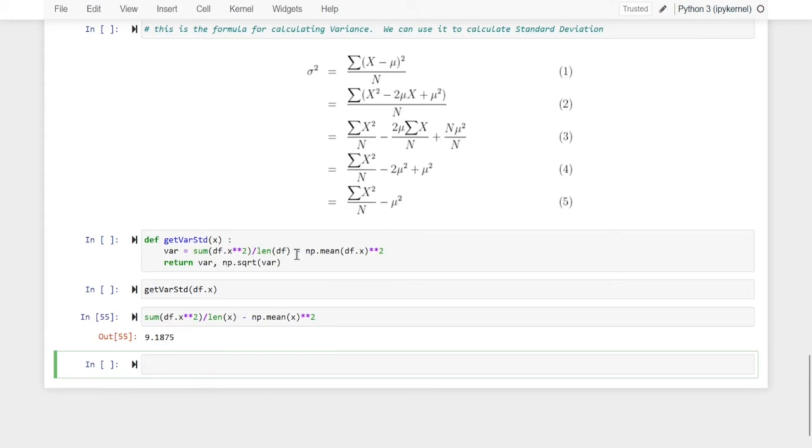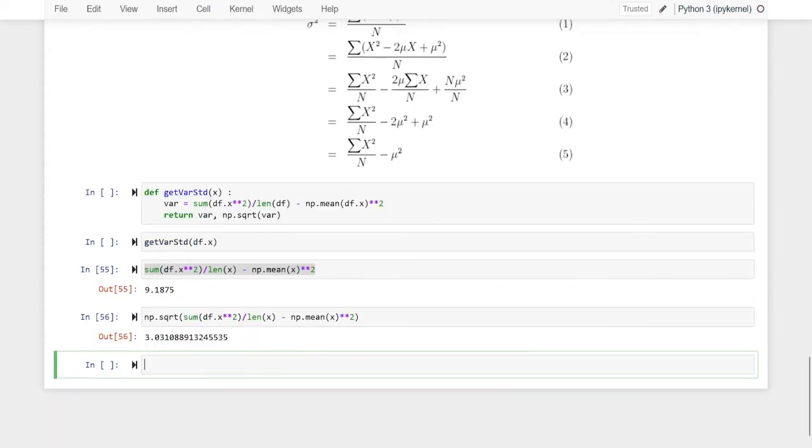Correct? This has already been done here. And what will happen? This is my variance. How will I get standard deviation? You will get standard deviation by writing square root. Got it? So what we are doing inside this function? Calculating variance, putting it in this variable called var and return var, comma, np square root of var.